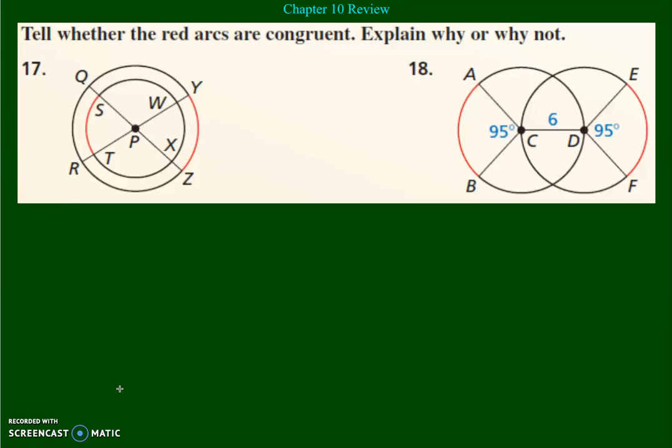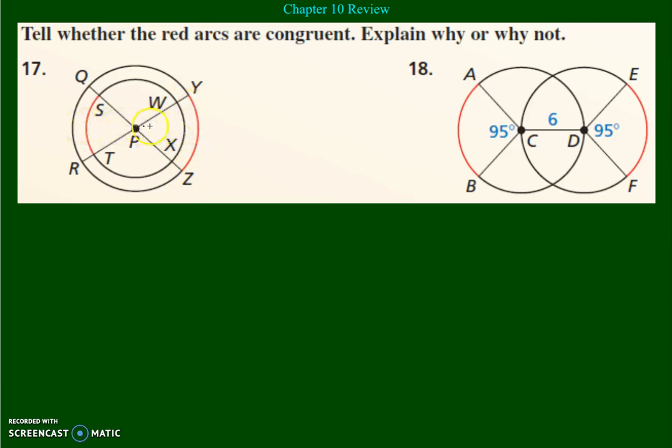This is part 2 of the Chapter 10 review, and we're continuing on with problem 17. In this problem, it says tell whether the red arcs are congruent. Explain why or why not. Well, I had to get some help on this because I can't see the red from any other color in here, and I've been told that ST is red and YZ is red.